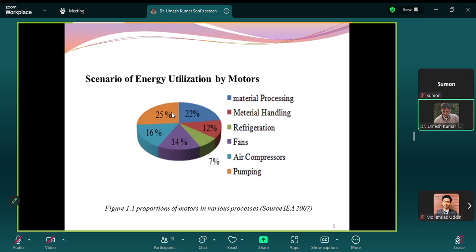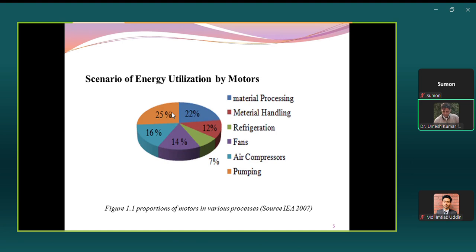So if we look at the scenario of motors in industries, there are lots of sectors: material processing, material handling, refrigeration, fans, and air compressors. So different proportions of the motors are used in industries.